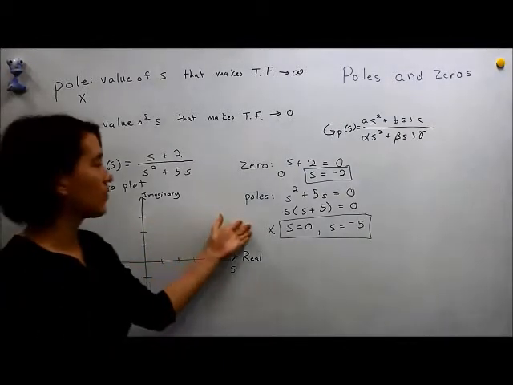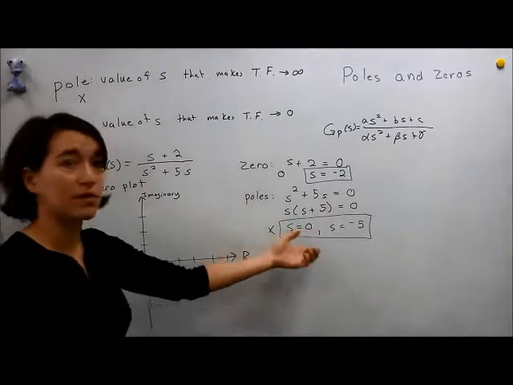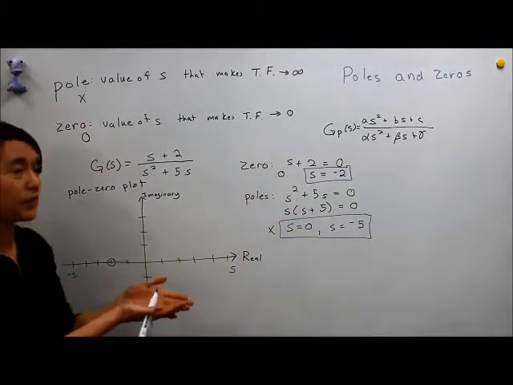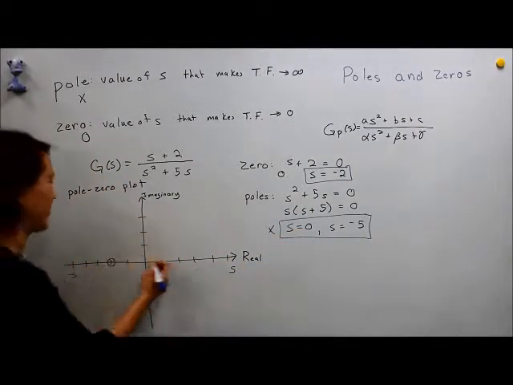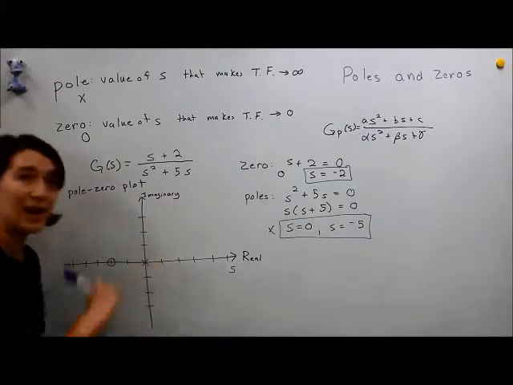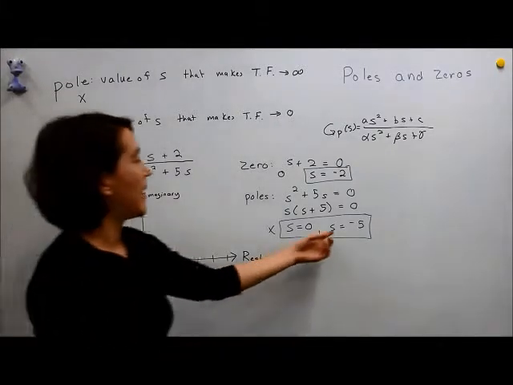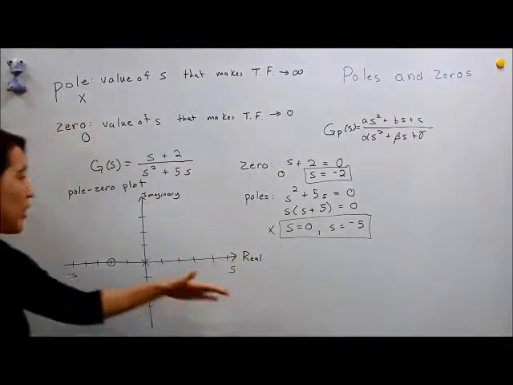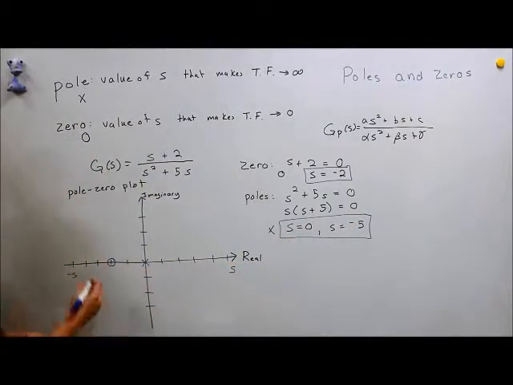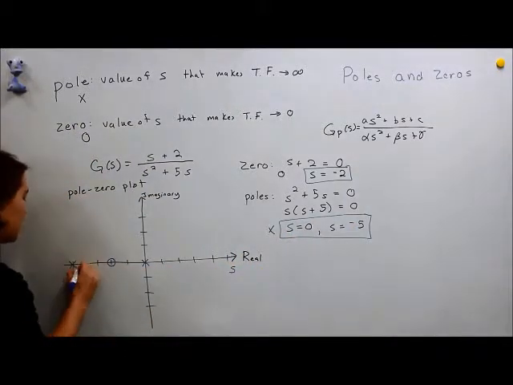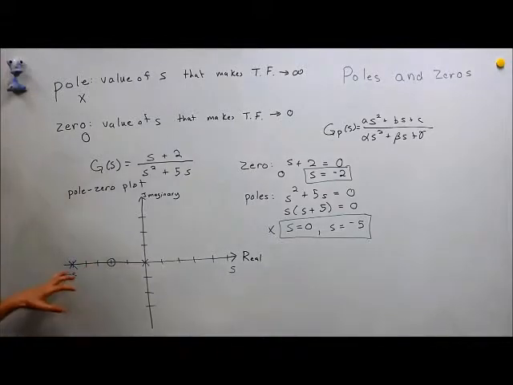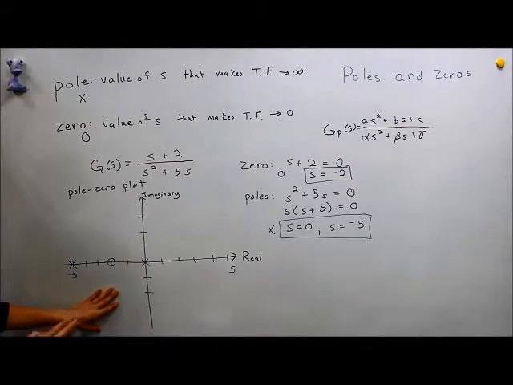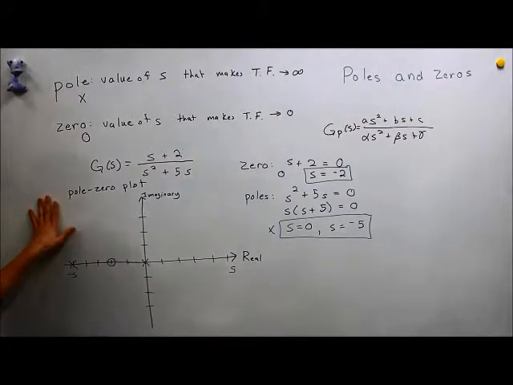And then for the poles, remember we use an x, we have s equals 0. So again, no imaginary or real components, so just an x at the origin. And then s equals -5, again, only a real component, no imaginary, so we would put an x out here. So this is how we would plot our poles and zeros on the pole zero plane.